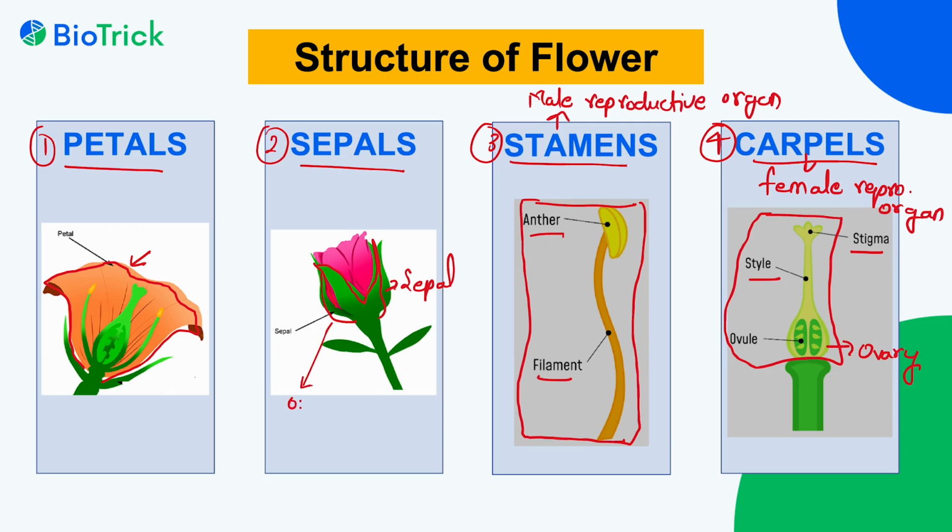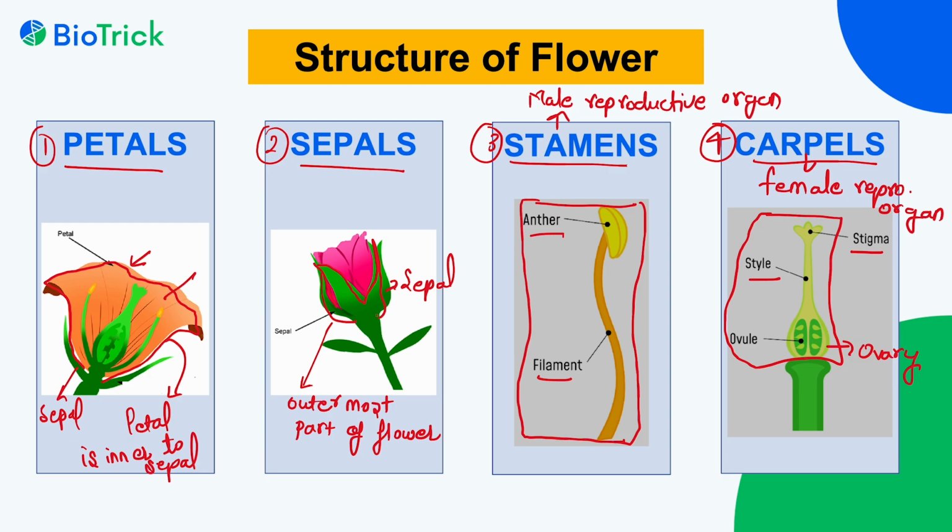So, sepal is the outermost part of flower. Inner to sepal is petal. This is sepal, the green one, and this is petal. In this diagram, this is sepal, the green one, and this is petal. Below or inner to sepal is petal. Inner to petal are stamen and carpel. So reproductive organs are innermost in the flower. It is essential for their protection. So let's discuss these one by one.